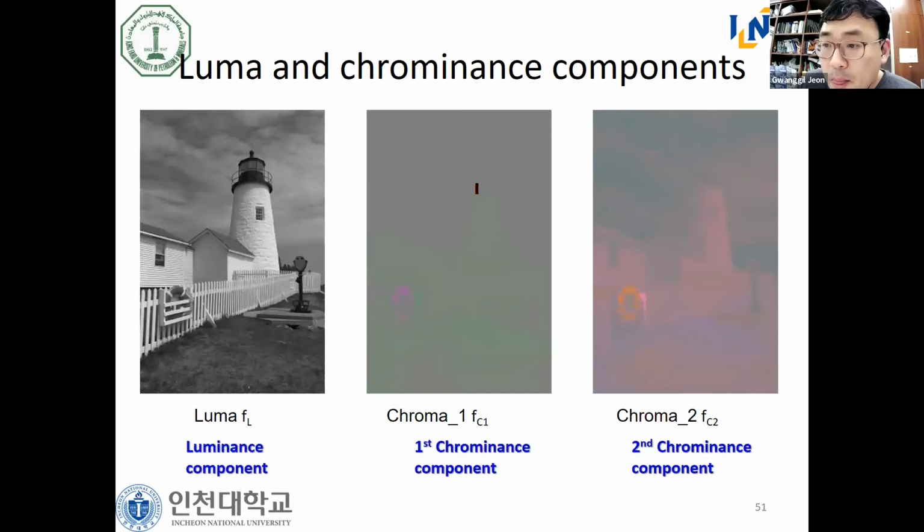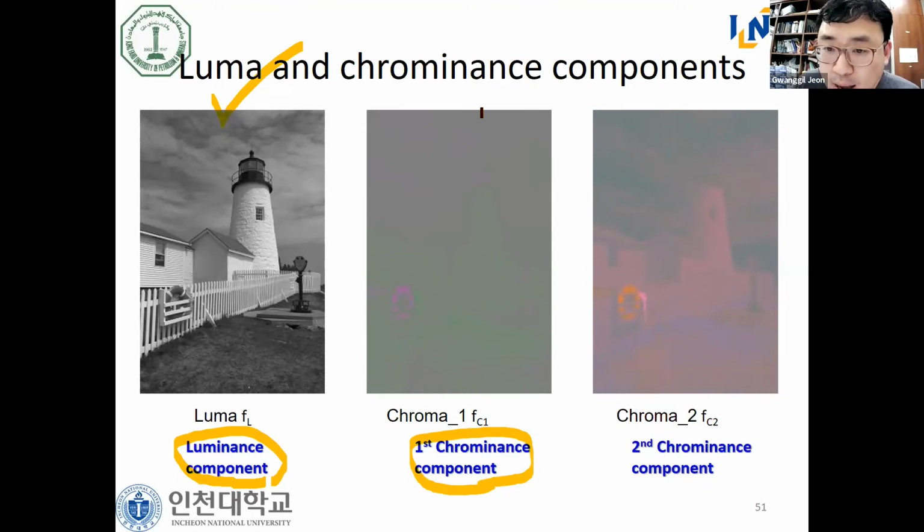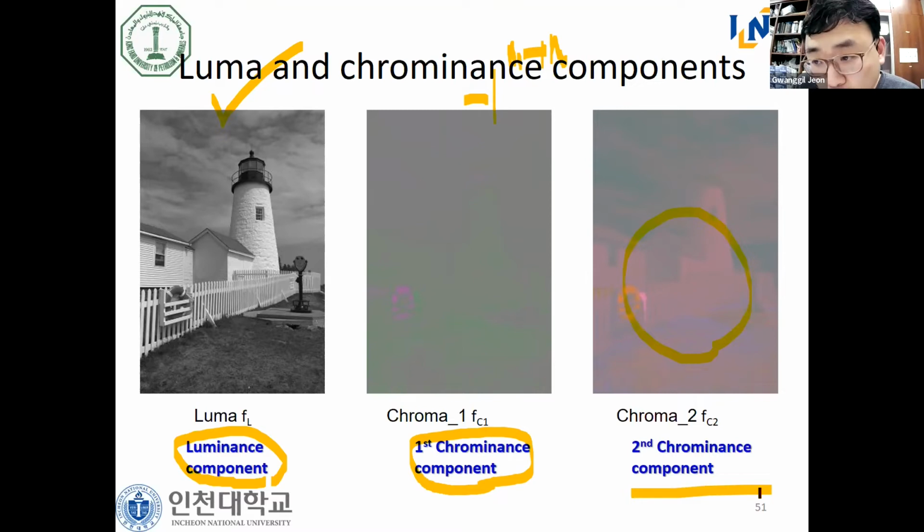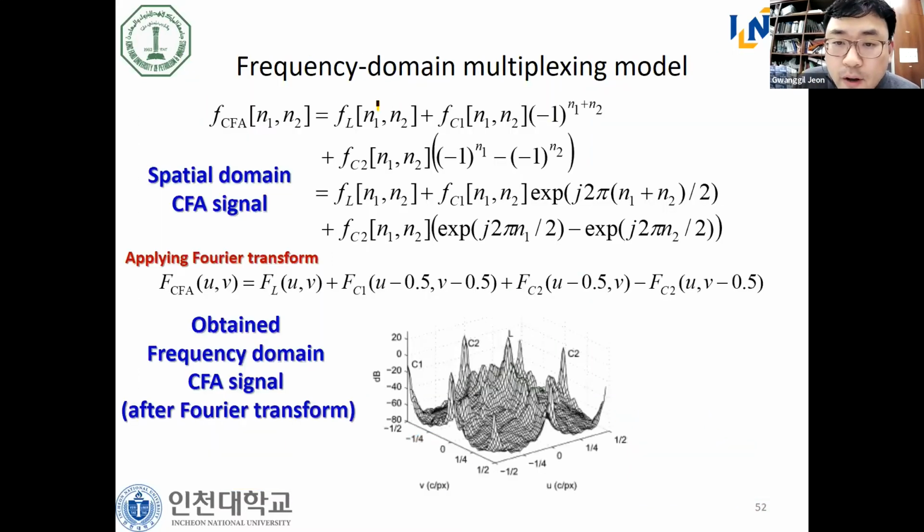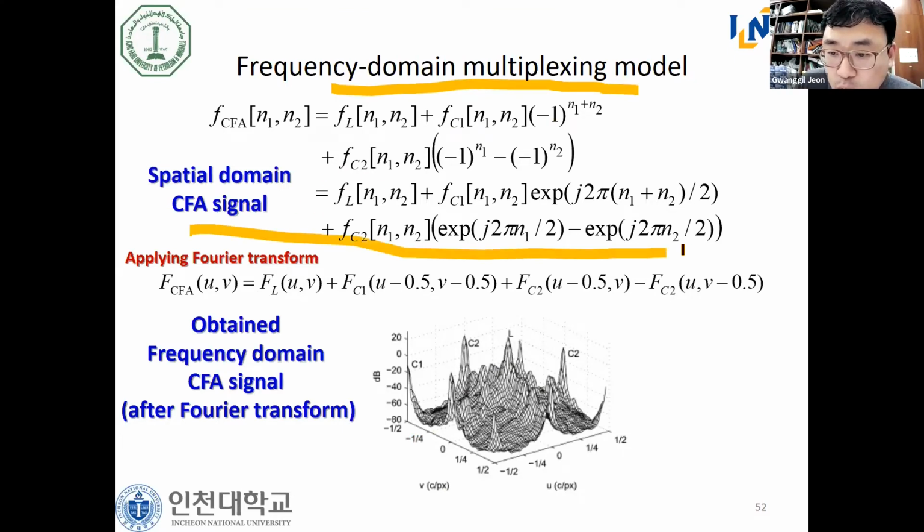So we want to see how they look. The luminance component looks like this, a black and gray image. The second one is the first chrominance component. This is very hard to see because it has a modulation, I mean -1 over n1 plus n2. The third one is the second chrominance component. This is also invisible because it has a -1 over n1 term and also a -1 over n2 term. So the frequency domain multiplexing model is calculated with this.